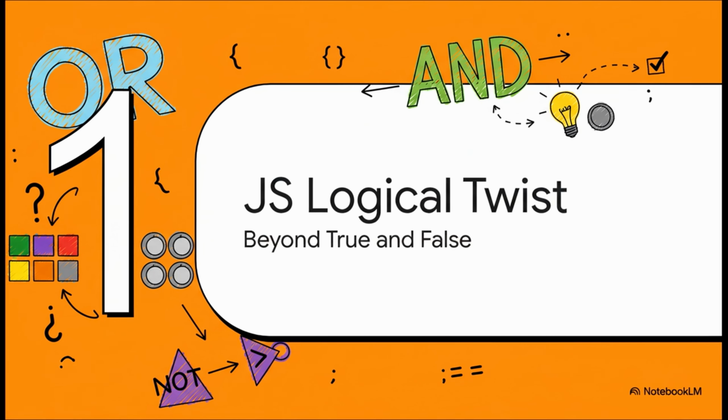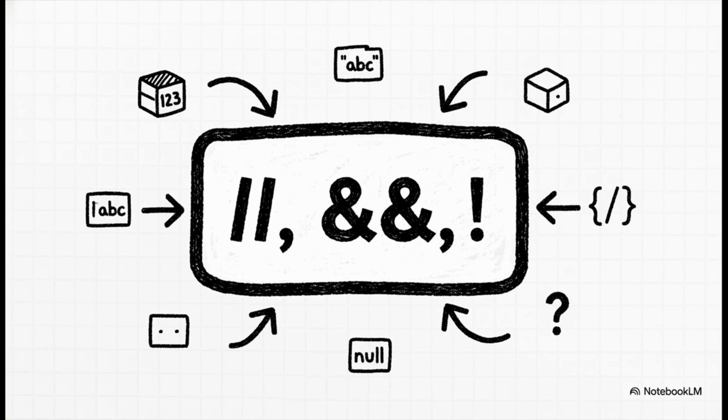Time to pull back the curtain on the fundamental twist that makes these logical operators so incredibly useful. We're about to go way beyond the simple world of true and false. And here it is, the absolute core concept. See, in a lot of other languages, these operators are strictly for Booleans, but not in JavaScript. Here, you can throw any data type you want at them. Numbers, strings, objects, you name it. And the result you get back isn't always just true or false.